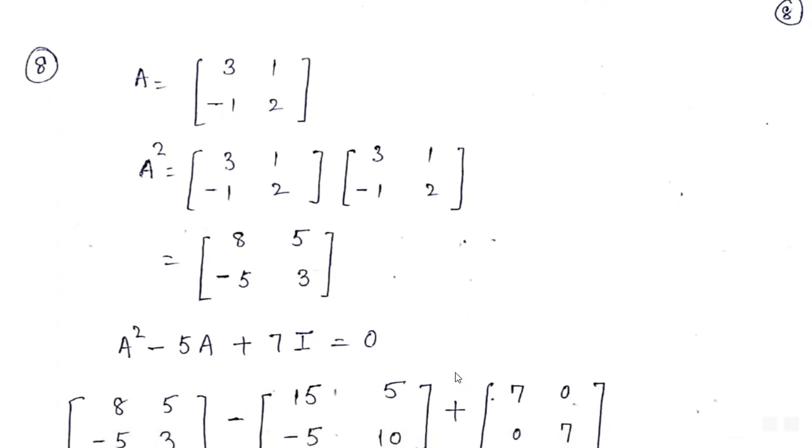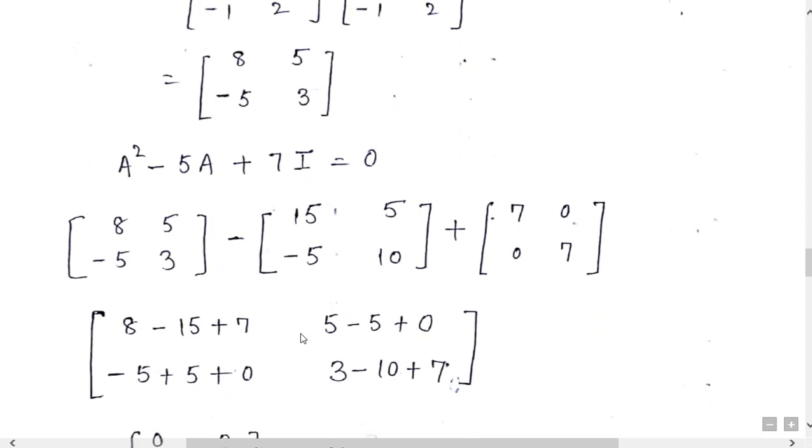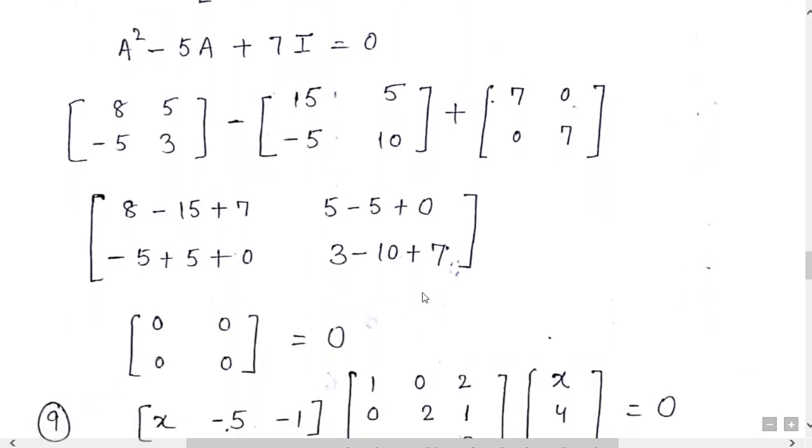Question number 8. A is given to you and you have to prove a square minus 5a plus 7i is equal to 0. Simply calculate the value of a square and insert the value inside the statement. You will get the answer.